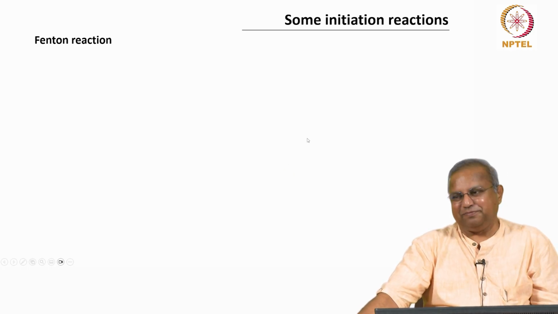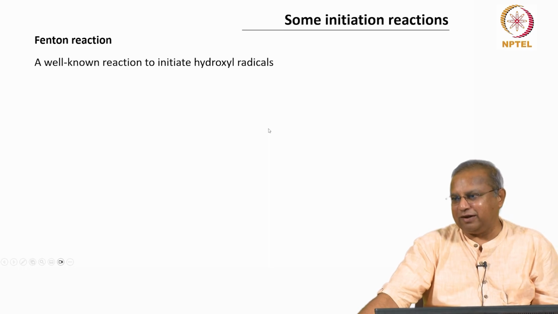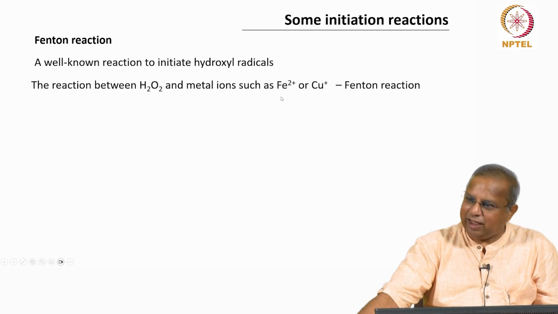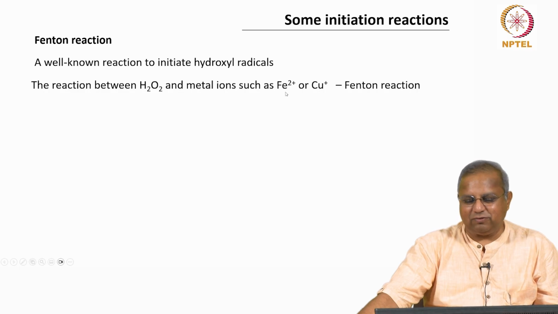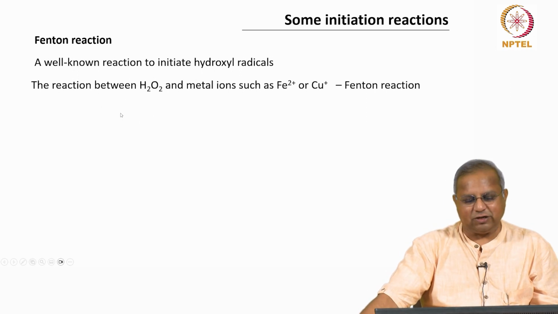Okay. As Ankita rightly said, it is a well-known reaction to generate hydroxyl radicals. We'll start from there. And it involves the reaction between hydrogen peroxide and metal ions such as iron, copper, and other species. Let me say that. Okay. So let's start with iron or copper. Iron is the most well-known. Ferrous reacting with hydrogen peroxide is the most well-known. However, other equivalent reactions are also called Fenton reactions.